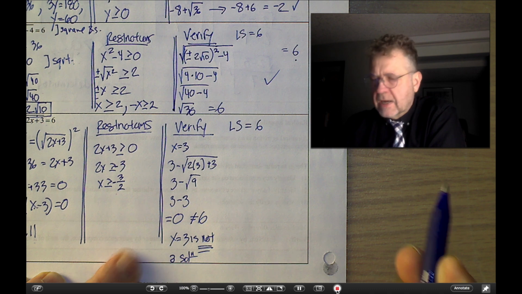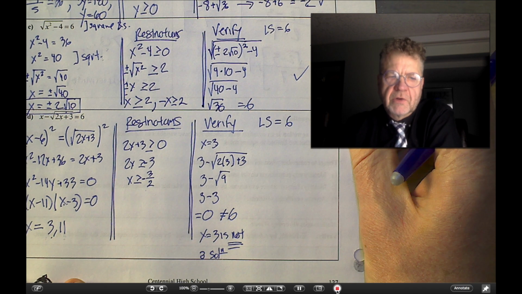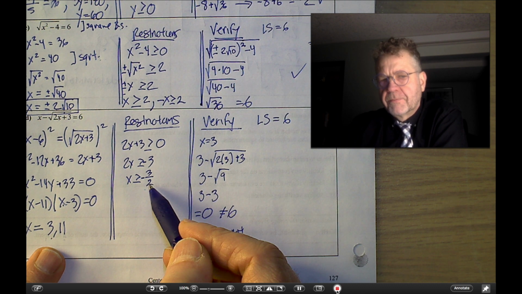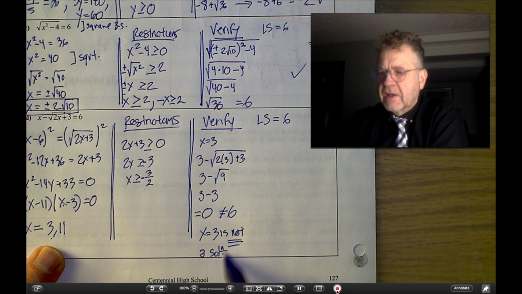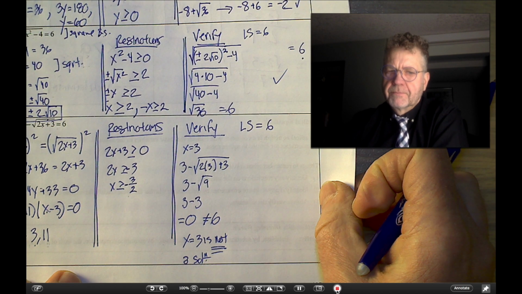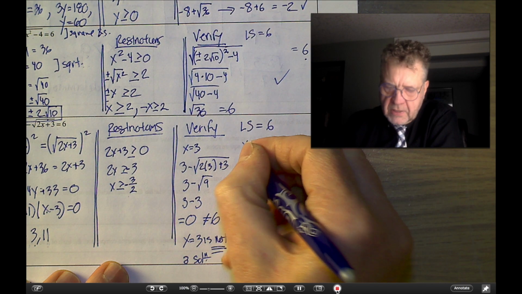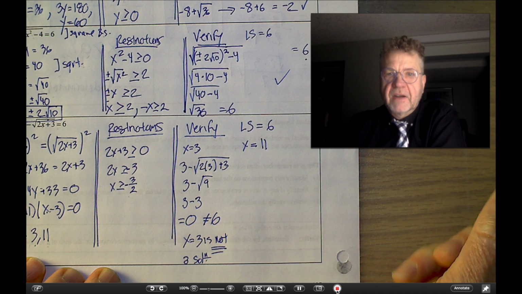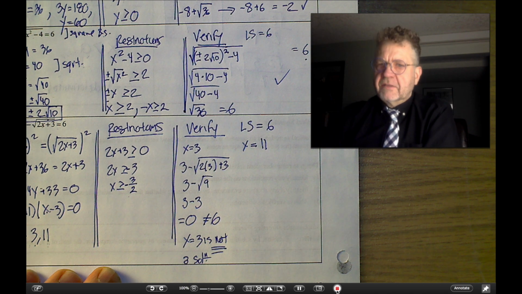All right, so there we have two possible solutions from factoring this quadratic and checking these out. Both fit the restrictions, but x equals 3 doesn't work, doesn't actually solve the specific equation. Right? So let's now try x equals 11, and let's see if that verifies. Hopefully it does. Hopefully we get at least one correct answer out of this, right?